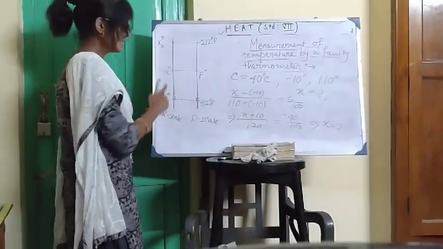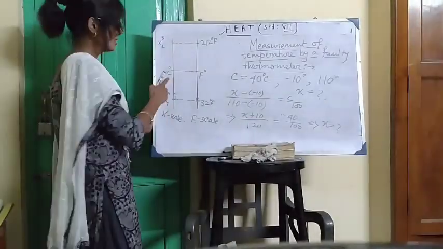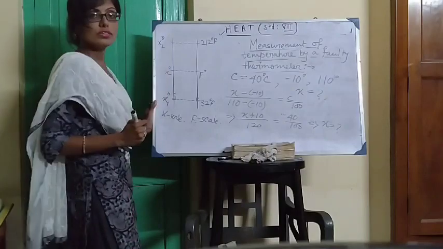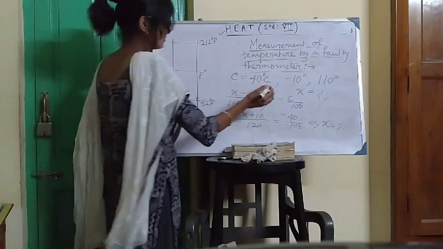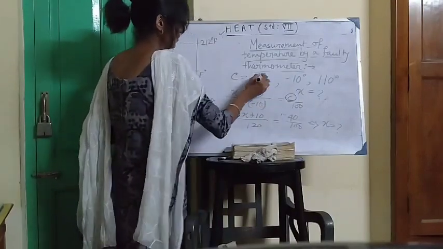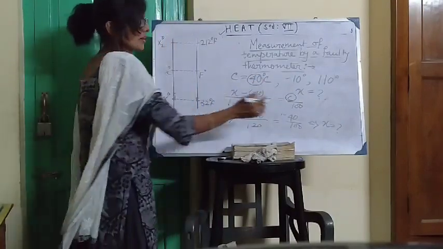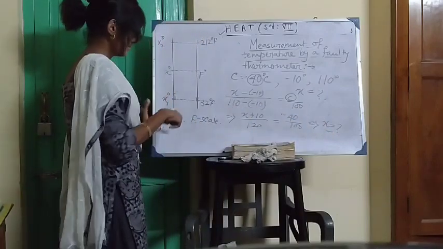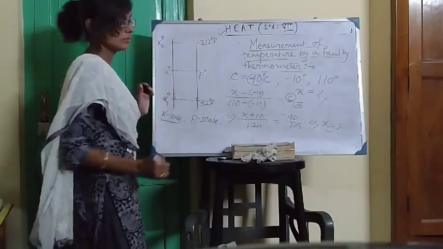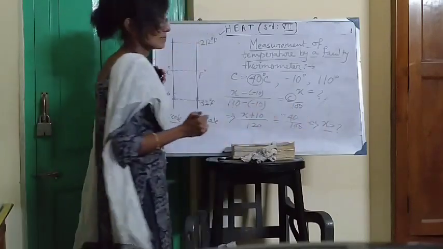Okay, X, what is X? X is the temperature of the body that is measured by the faulty thermometer. The accurate or correct temperature of the body in Celsius scale is given, that is 40 degrees Celsius. Okay, find the temperature by using the faulty thermometer, that is, find the value of X.